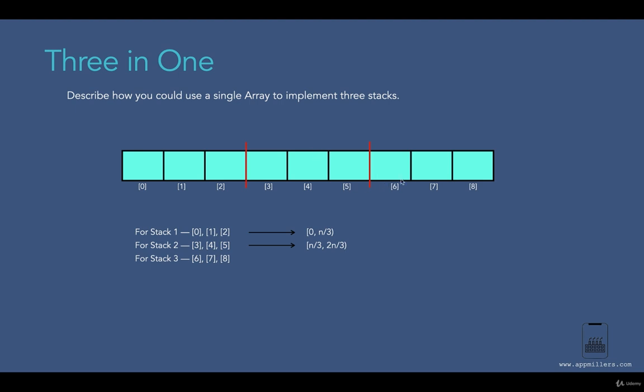As you can see, the second stack starts from the index 3 and continues until index 6, where 6 is not included. The last element in this stack is index 5.